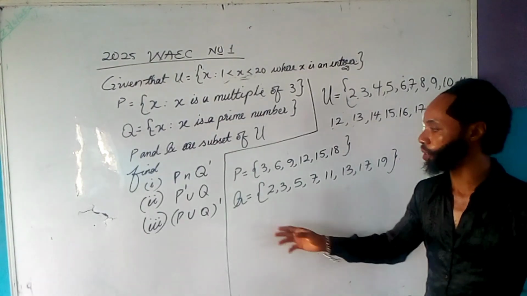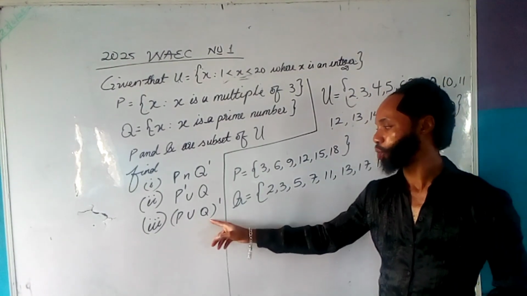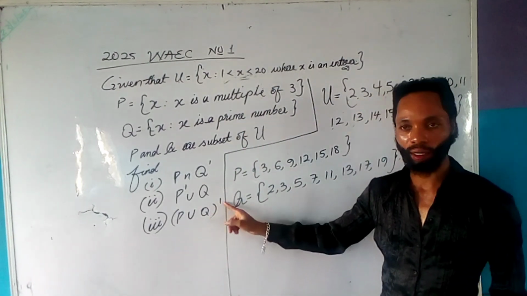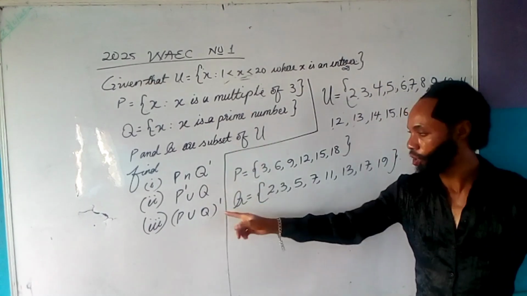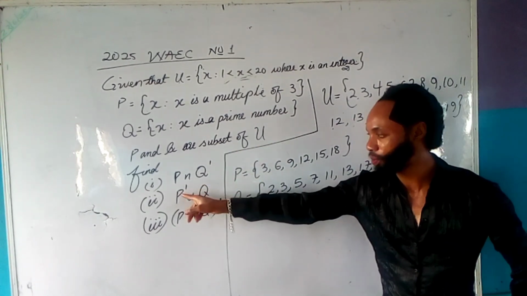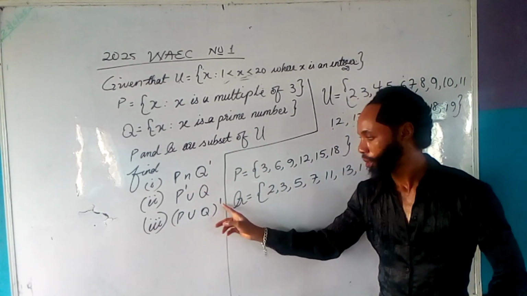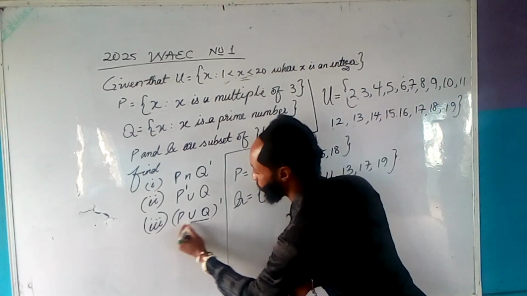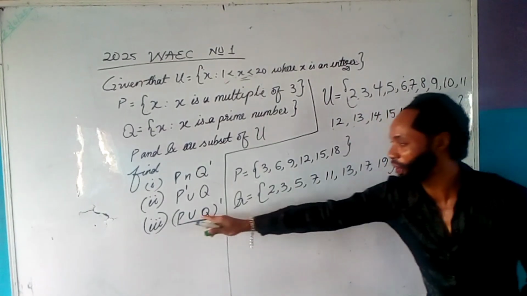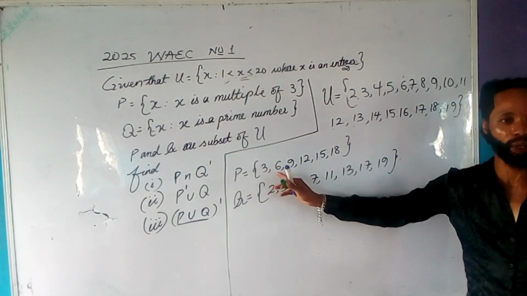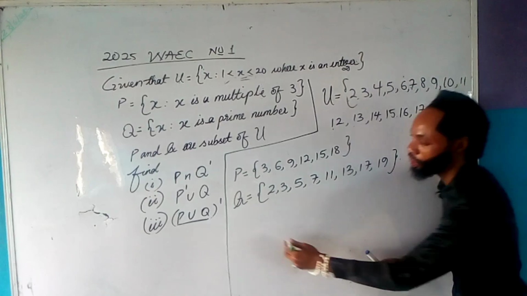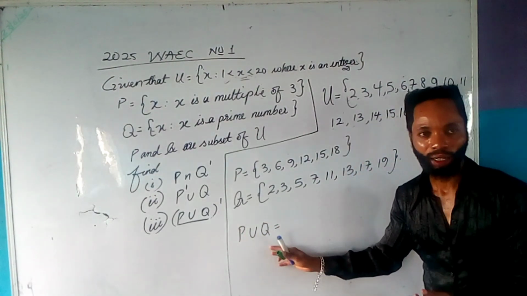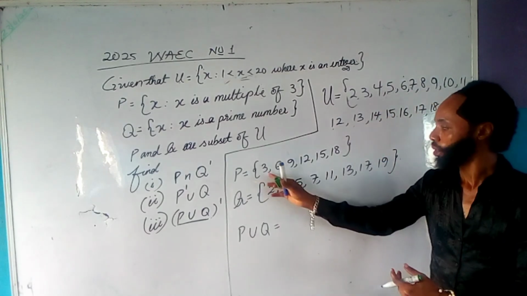Alright, the next question here is P union Q all being complemented, all in complement. Different from this, different from this. Both are being complemented. Now this is what you do. You need to get whatever is inside first, because they are complementing whatever is inside. That's why I wrote our P and our Q. So what is P union Q? We need to get the P union Q first. That's the set we're going to complement.